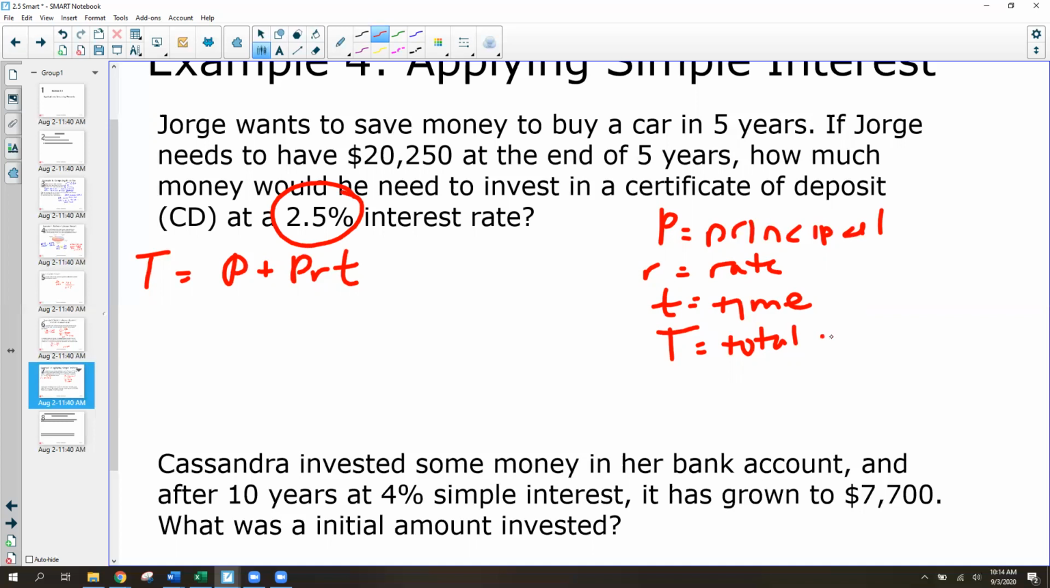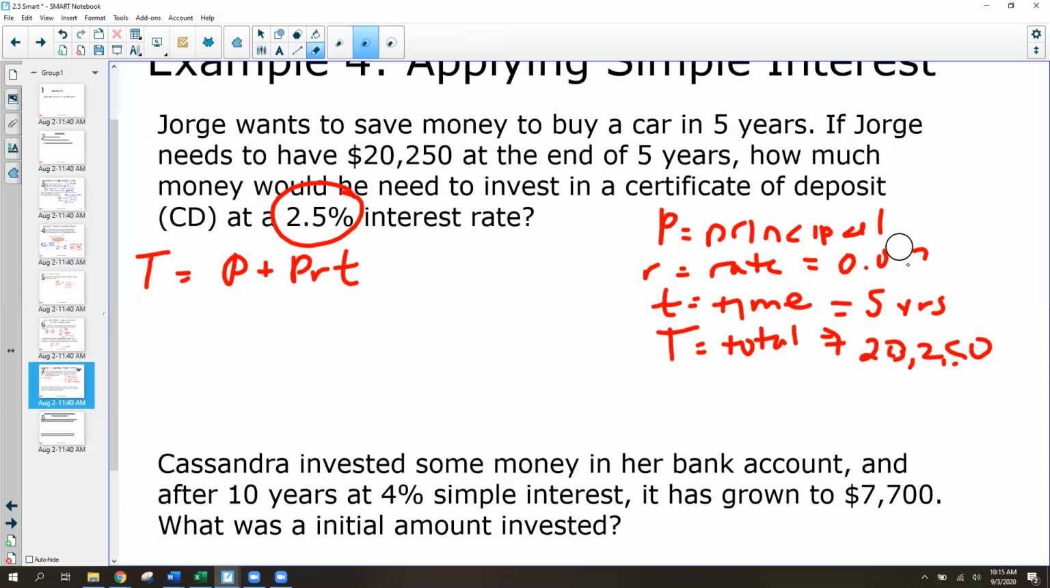So we know some things. We know the total is going to be 20,250. Oh, it's a terrible looking comma. My apologies. We know the amount of time is 5 years. We know the rate as a decimal is going to be 0.025. Sorry, I got an extra one in there. And the thing we don't know is the principal. That's X.